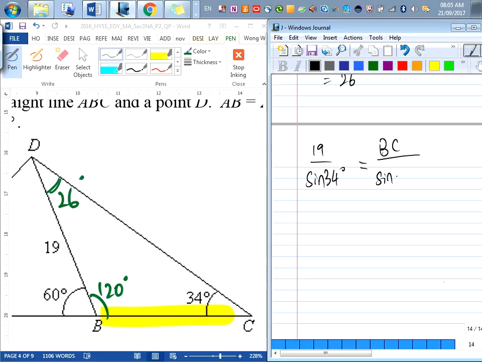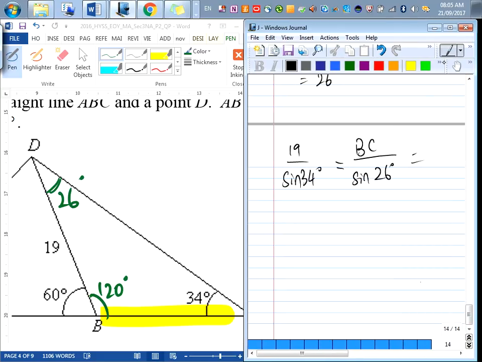Over sine 26 degrees. Please get yourself familiarized with this formula. One side over sine angle, another side over sine opposite angle. We can form a third one, but we don't need it, because now we have one equation with one unknown, and the unknown is BC. Okay, now we can solve for BC by what do I do on both sides?